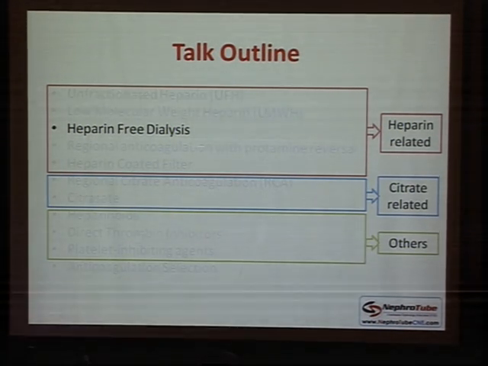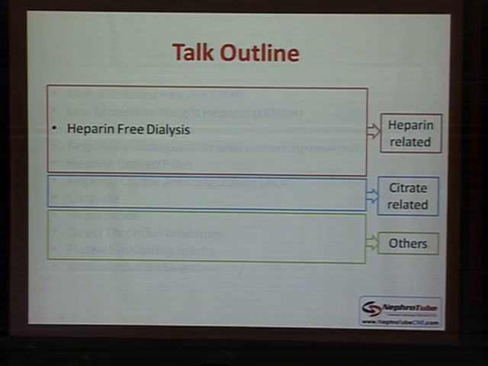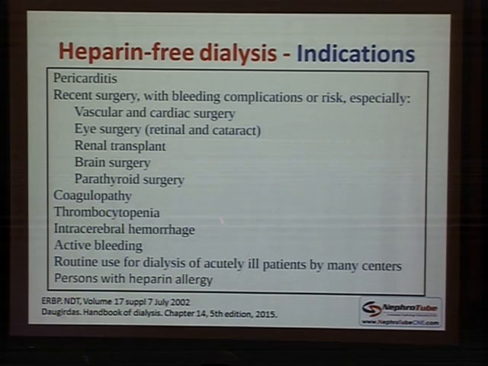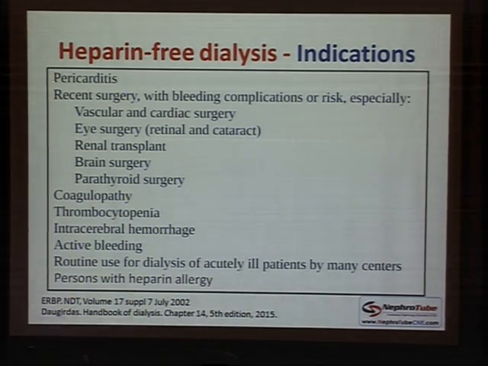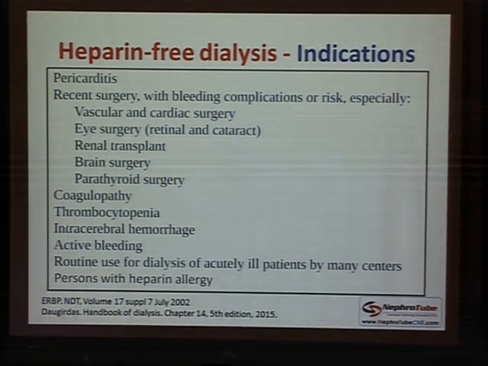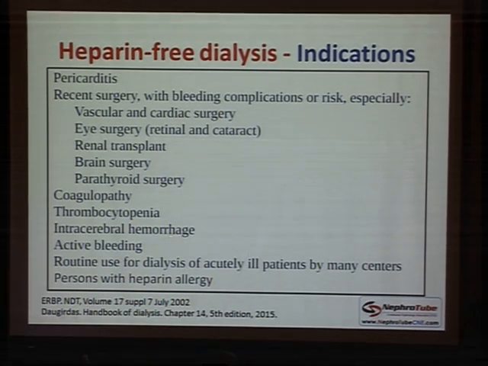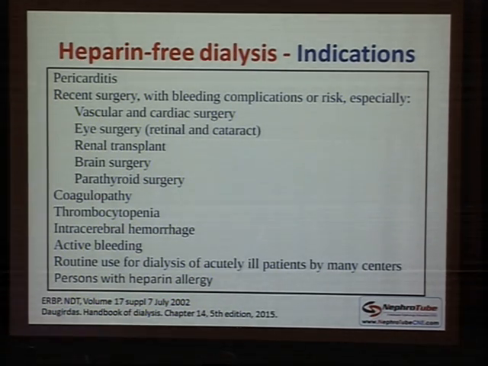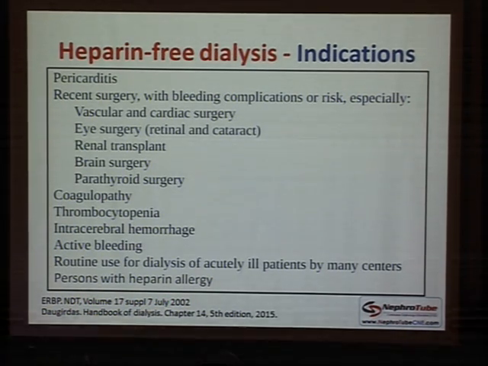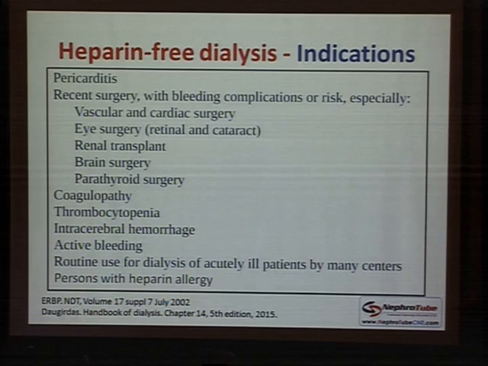One of the most important heparin-related anticoagulation methods is heparin-free dialysis, not using heparin. When not to use heparin? If the patient is at high risk of bleeding, for example pericarditis, recent surgery, coagulopathy, thrombocytopenia, intracerebral hemorrhage, or active bleeding. There are even some centers that use heparin-free dialysis as the main protocol for anticoagulation for hemodialysis patients. I think here in the Urology and Nephrology Center in Mansoura, they are using heparin-free dialysis even if the patient is not at risk of bleeding.